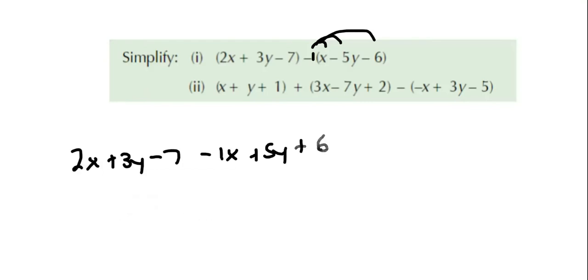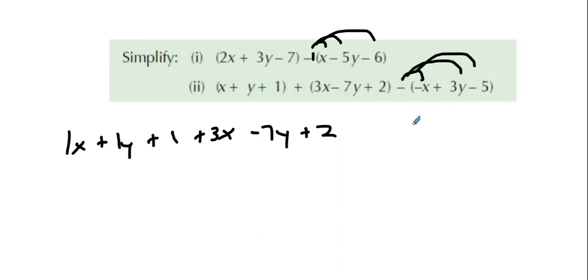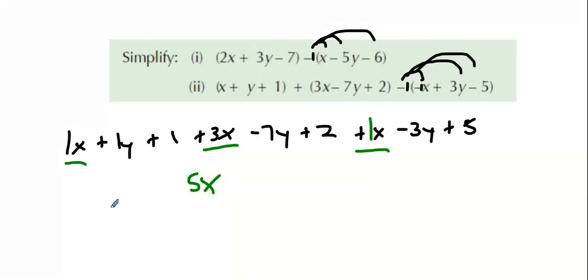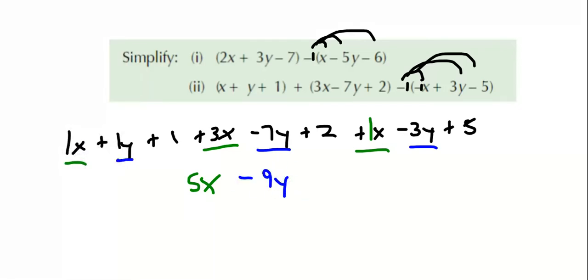Okay, so that's the answer for part 1. Now the answer for part 2 is even simpler. It's 1x plus 1y plus 1 plus 3x minus 7y plus 2. Multiply in by the minus, and you get plus x, because it's minus 1 times minus 1x, minus 1 times minus 3 plus 3y is minus 3y, minus 1 multiplied by minus 5 is plus 5. Now you got 3 different distinct parts. You got 1x plus 3x plus 1x, and that's 5x. Next part you have is 1y, take away 7y minus 3y. So it's 1 take away 7 take away 3, which is minus 9y. And then the last part is 1 plus 2 plus 5, which is plus 8. 5x minus 9y plus 8.